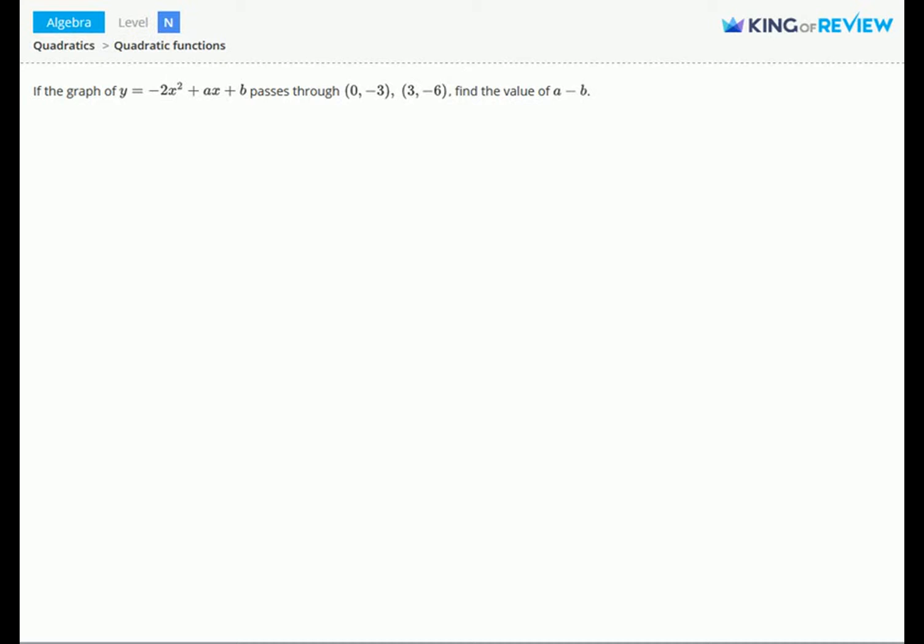If the graph of y equals negative 2x squared plus ax plus b passes through (0, negative 3) and (3, negative 6), find the value of a minus b. So we want to find a minus b in this problem. But in order to do so, we must first find what a is and what b is.